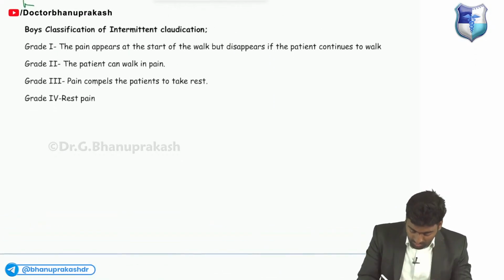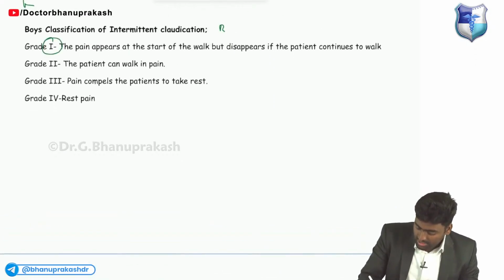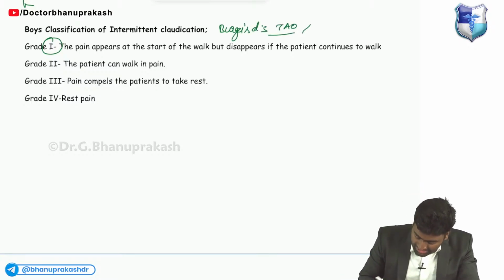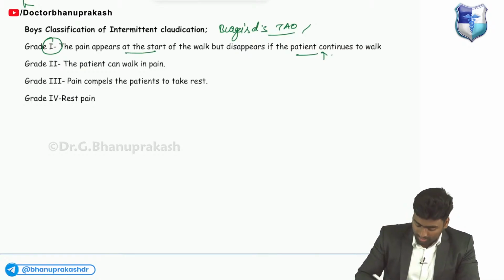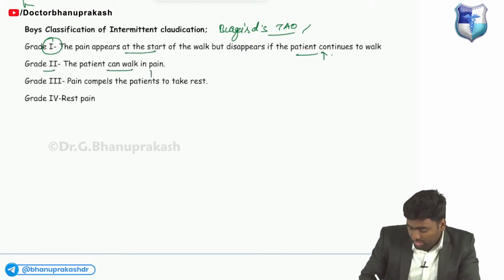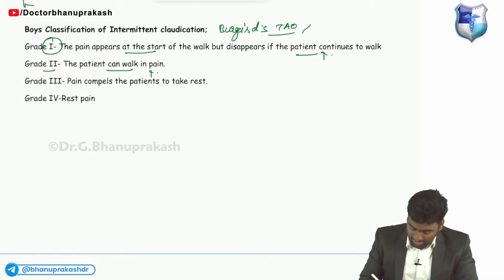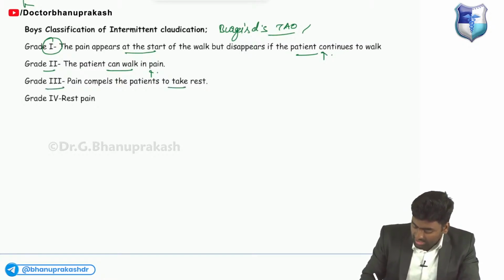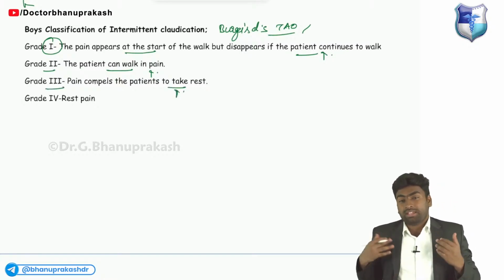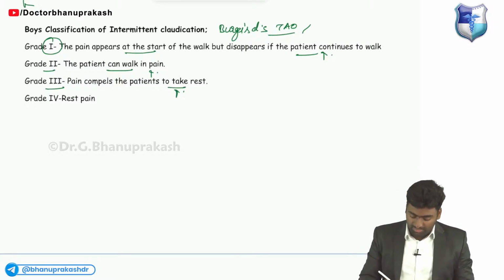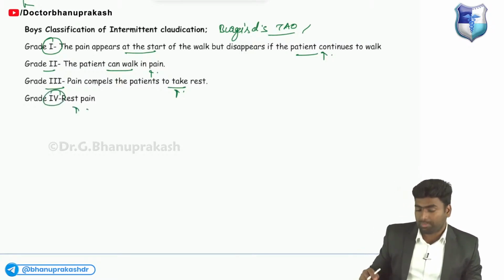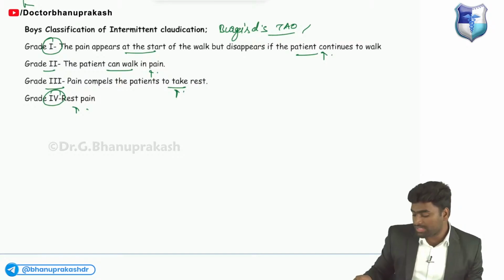If you see grade 1, it is for Buerger's disease, which is thromboangiitis obliterans. In grade 1, there is initial pain, but he continues to walk. In grade 2, the patient can walk, but will still have the pain. In grade 3, the pain compels the patient to take rest. In grade 4, there is pain even at rest. So this was asked in the previous FMGE examination.